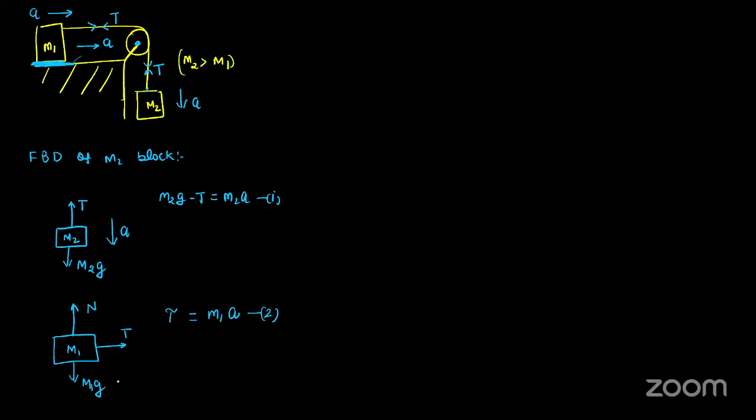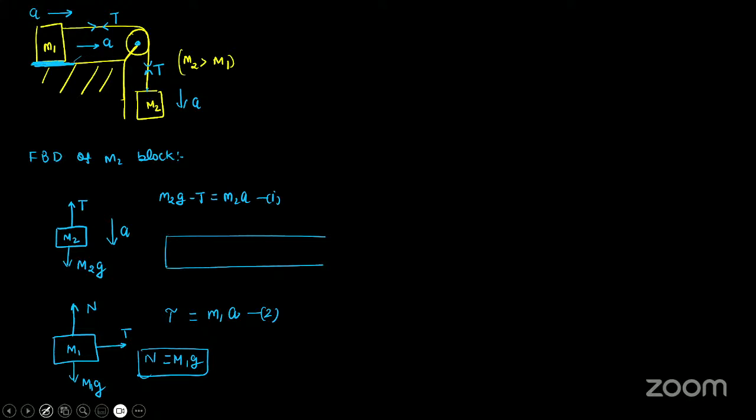Although if you want to write it, it's not a problematic thing. You can write N is equal to M1G. There is no problem at all. Put the value of this tension in equation 1, or you can do the subtraction of equation 1 and 2. So what you are getting here, I'm writing down here, using a different ink, sorry. So M2G minus M1A is equal to M2A.